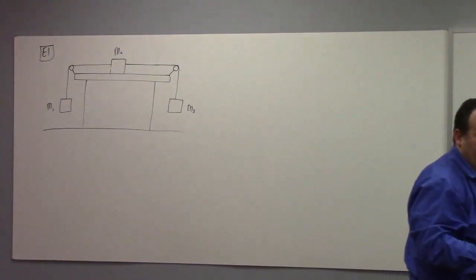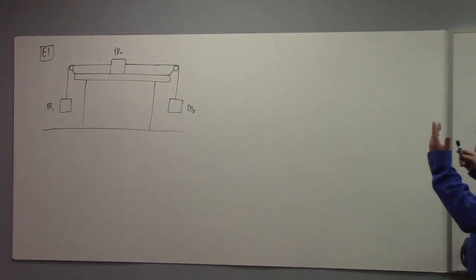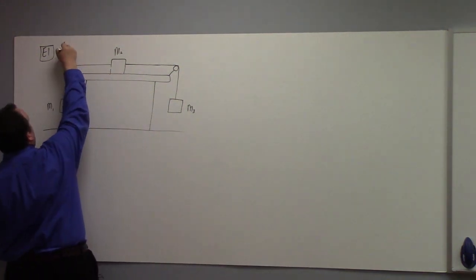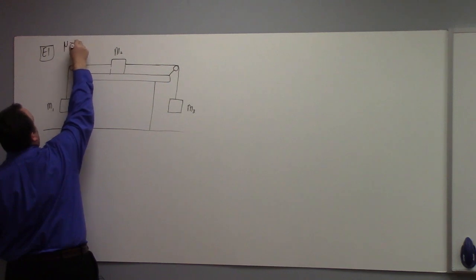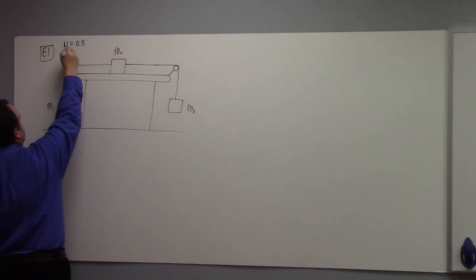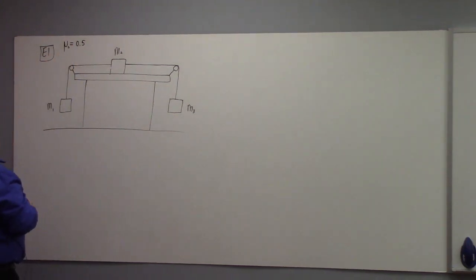In the interest of this problem not taking too long, I'll say this table's frictionless, yeah? Let's throw friction into the mix. Why not? So let's suppose that mu equals 0.5 is the coefficient of static friction, right? And let's take it from there.